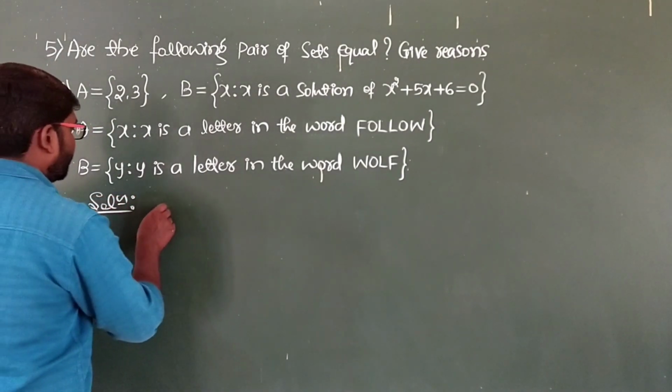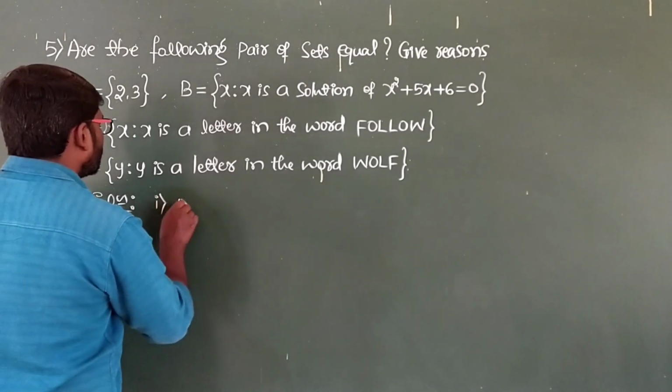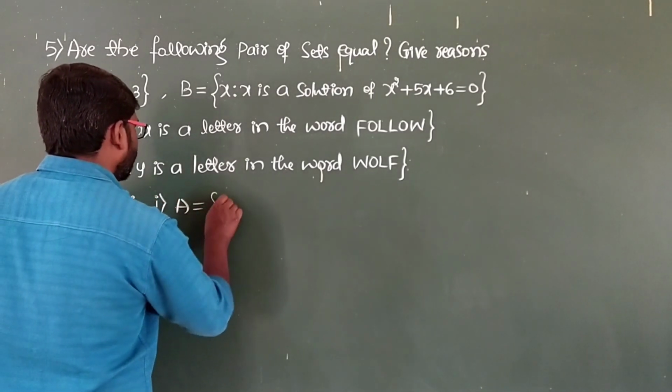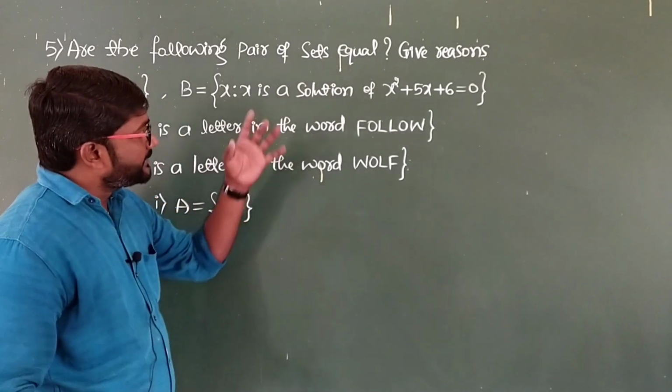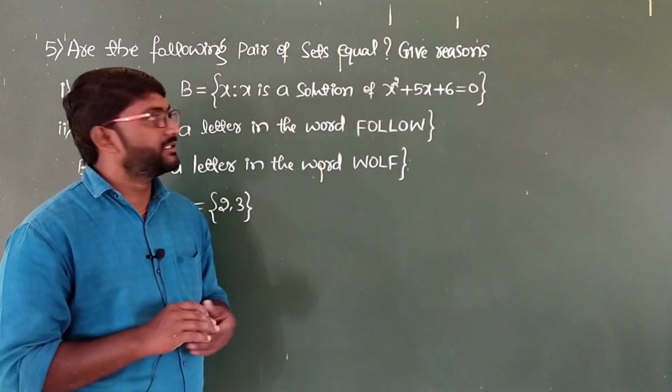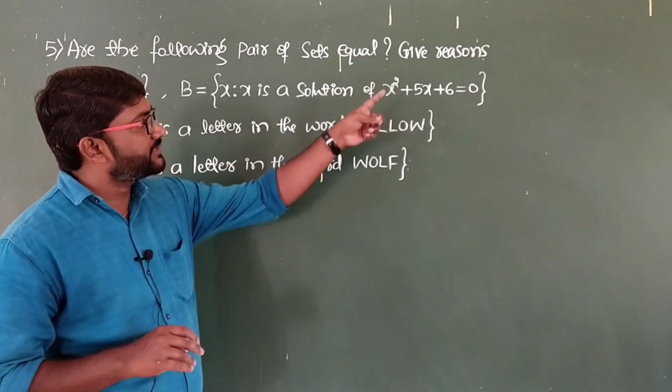So I write A equals 2, 3 as it is. Then in the set B, he has given the quadratic equation x square plus 5x plus 6 equal to 0.